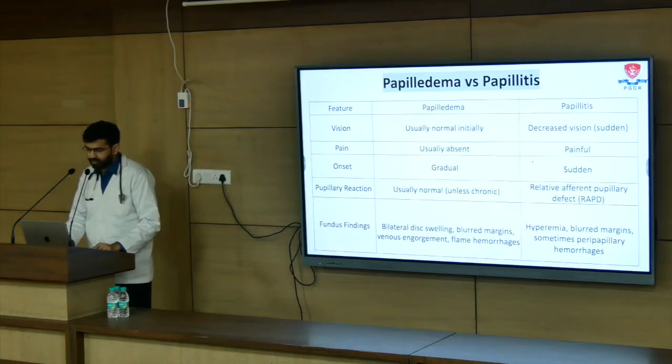Now coming to papilledema versus papillitis. In papilledema, usually vision is initially normal. In papillitis, there is decreased vision. Pain is usually absent in papilledema, while papillitis is painful. Onset is gradual in papilledema, while in papillitis it is sudden. Pupillary reactions are usually normal in papilledema, while in papillitis there can be a relative afferent pupillary defect. On fundus examination, bilateral disc swelling with blurred margins, venous engorgement and flame hemorrhages can be seen in papilledema, while in papillitis, hyperemia, blurred margins, and sometimes peripapillary hemorrhages can be seen.